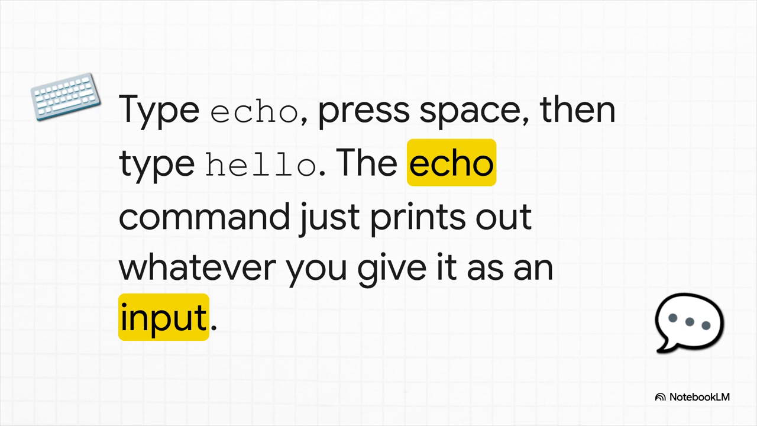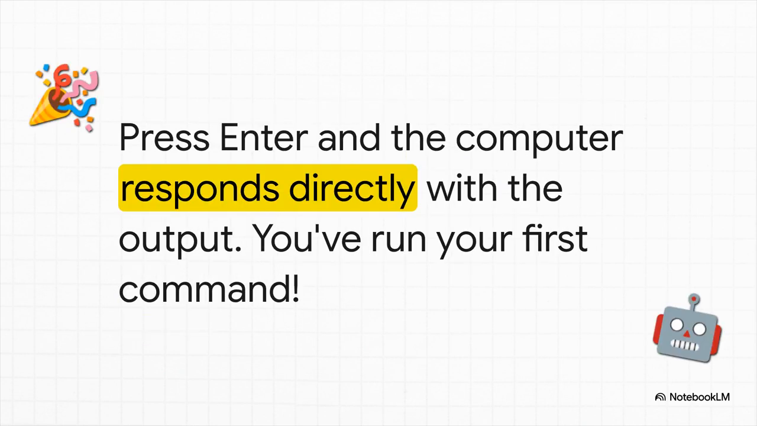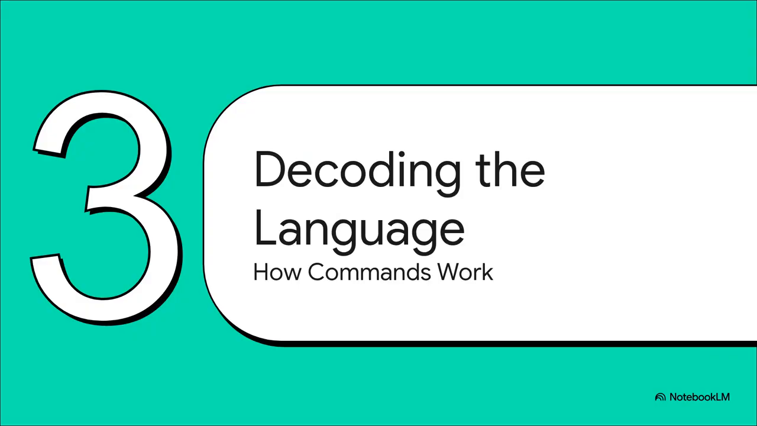The echo command is one of the most basic ones out there. Its whole job is to just repeat, or echo, whatever you tell it. Go on, hit enter. And boom, there it is. The computer listened and it answered. That's it. That's the fundamental back and forth of the command line. You give an instruction, it gives you a result. It's a real conversation, and we just said our first word. Pretty cool, right?